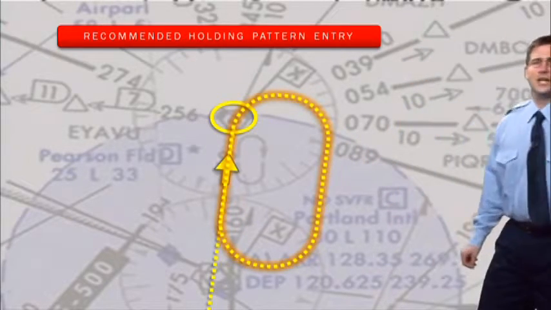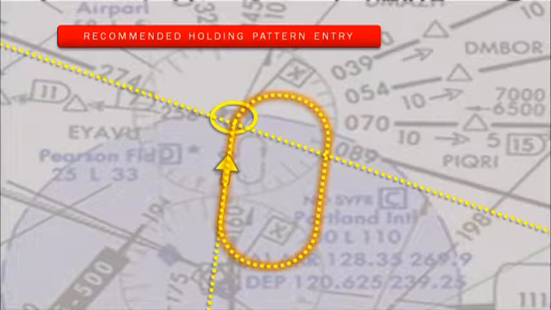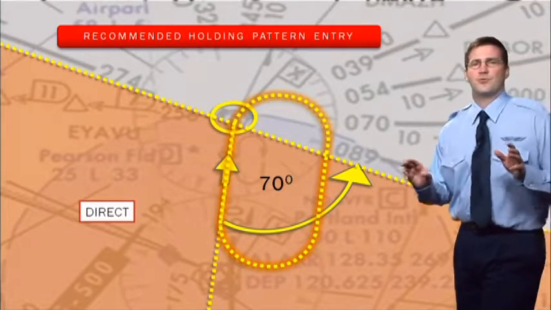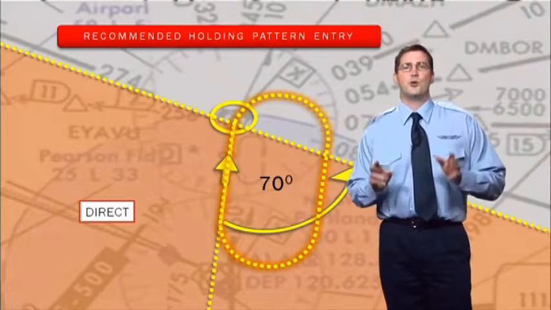Now, to figure out which entry pattern to use, you start by drawing a line through the holding pattern at the fix that is 70 degrees to the holding radial. Any airplane approaching the fix in this shaded area would use a direct entry. Now, in a few minutes, we'll illustrate the entry paths, but for right now, let's focus on determining which entry type to use as you approach the station.